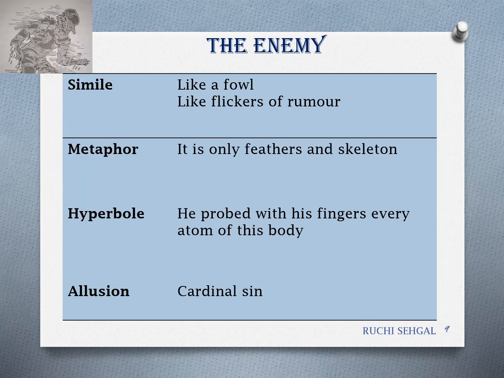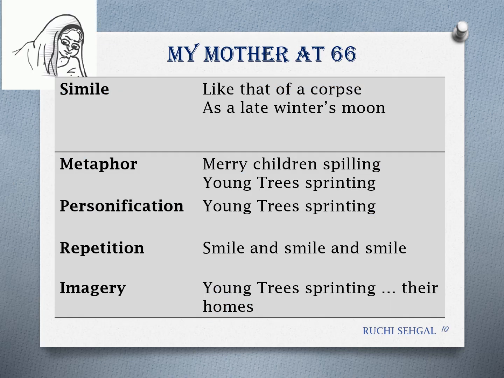The Enemy, simile: like a fowl, like flickers of rumor. Metaphor: it is only feathers and skeleton. Hyperbole: he probed with his fingers every atom of his body. It's an exaggeration. Allusion, as I already mentioned: cardinal sin. My Mother at Sixty-Six: you have simile here, like that of a corpse, as a late winter's moon. These are examples of simile.